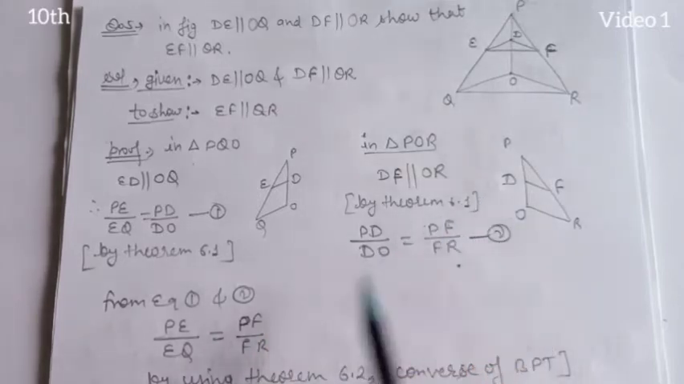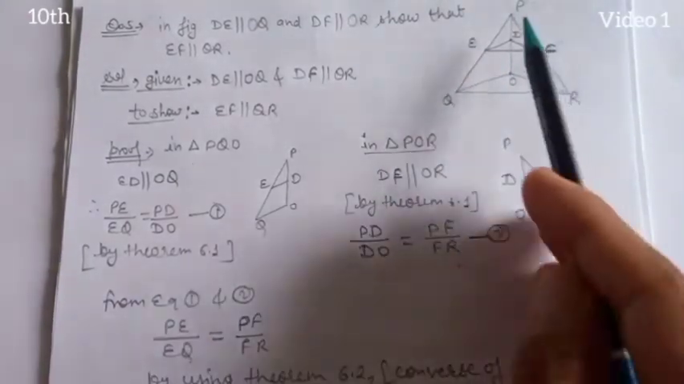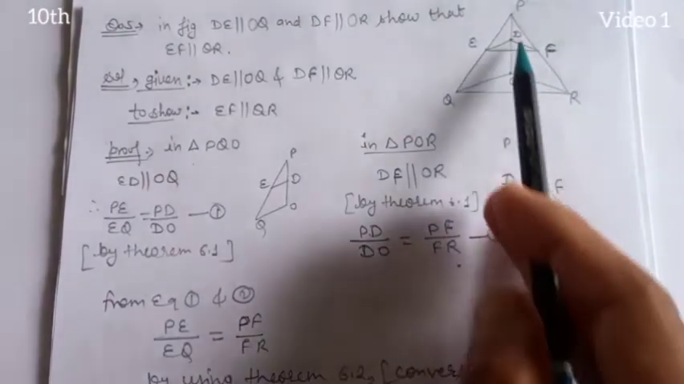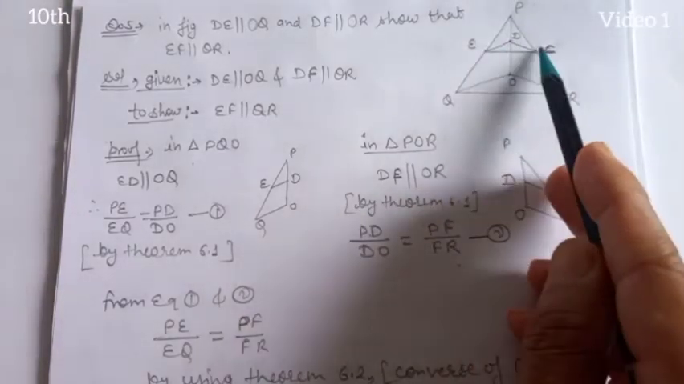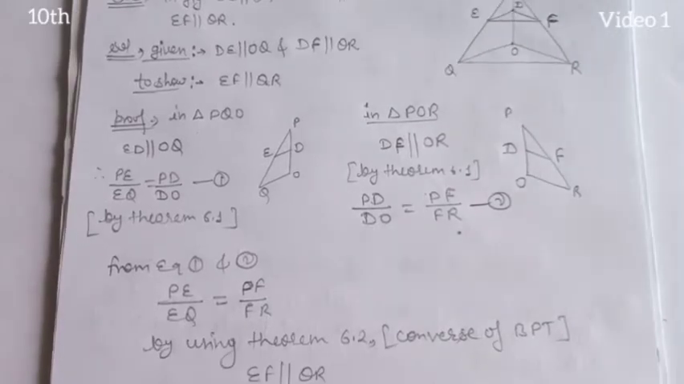If you can see, PE upon EQ, second is PF upon FR, so the ratio of the sides we are getting here is equal. So if the ratio of the sides is equal, this line EF is parallel to QR. Okay, it is just the converse of BPT. So by using theorem 6.2, converse of BPT, EF is parallel to QR.